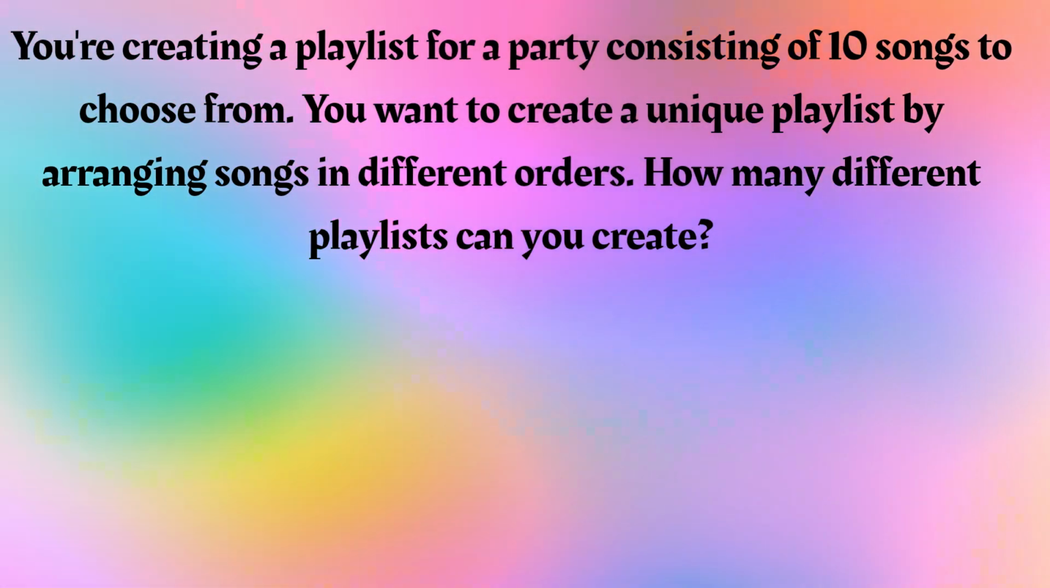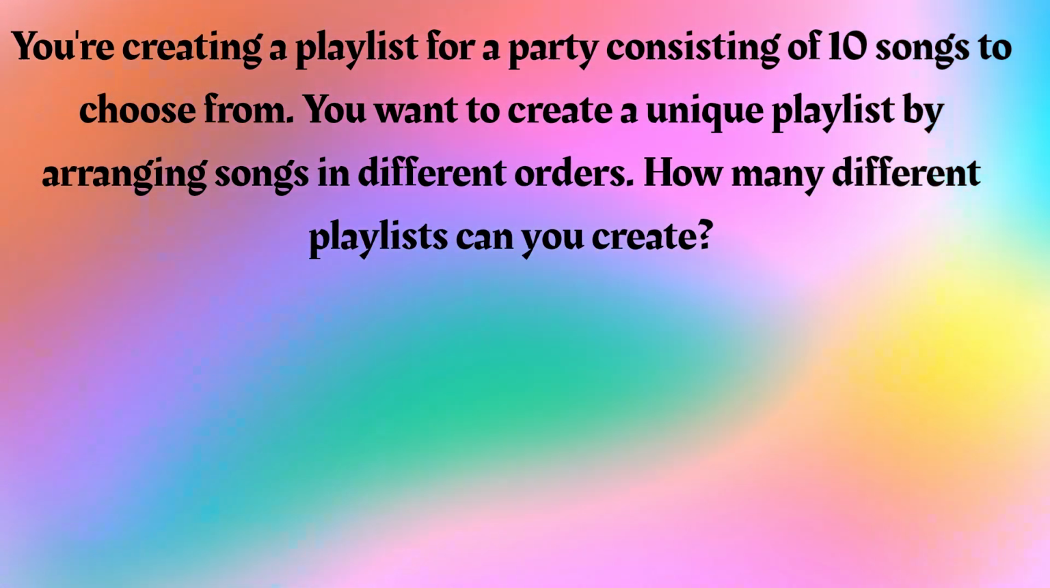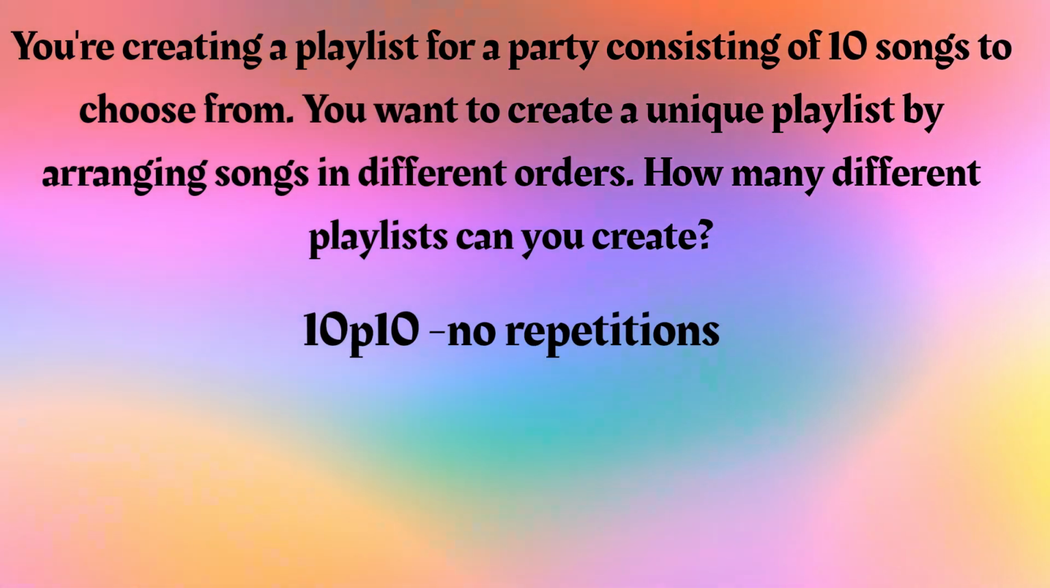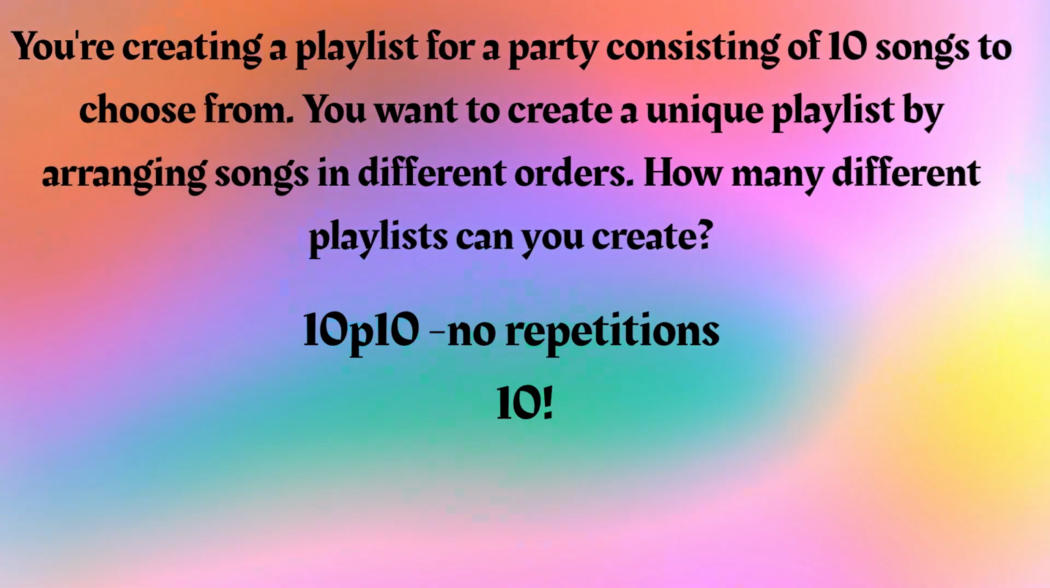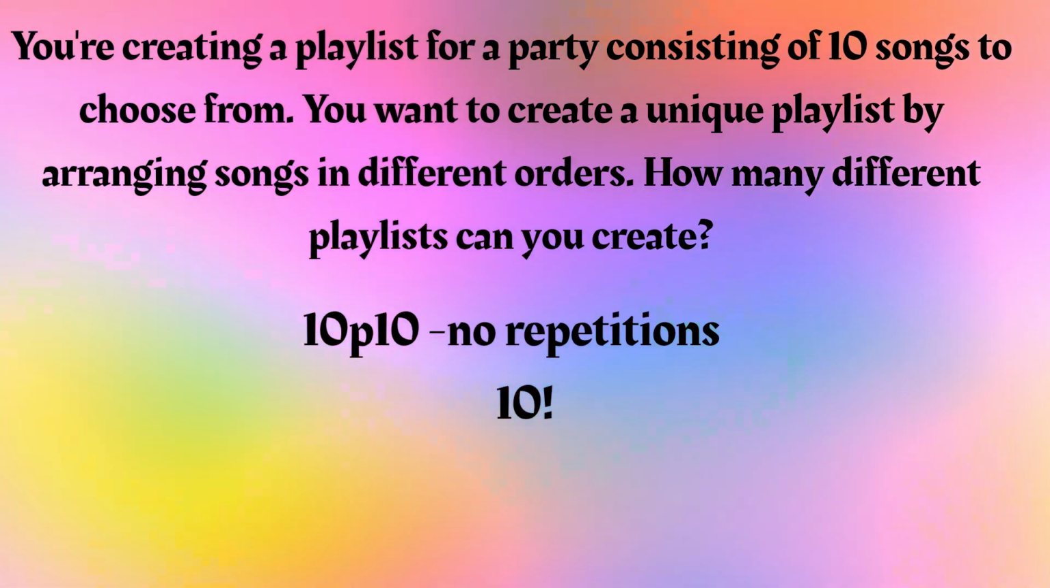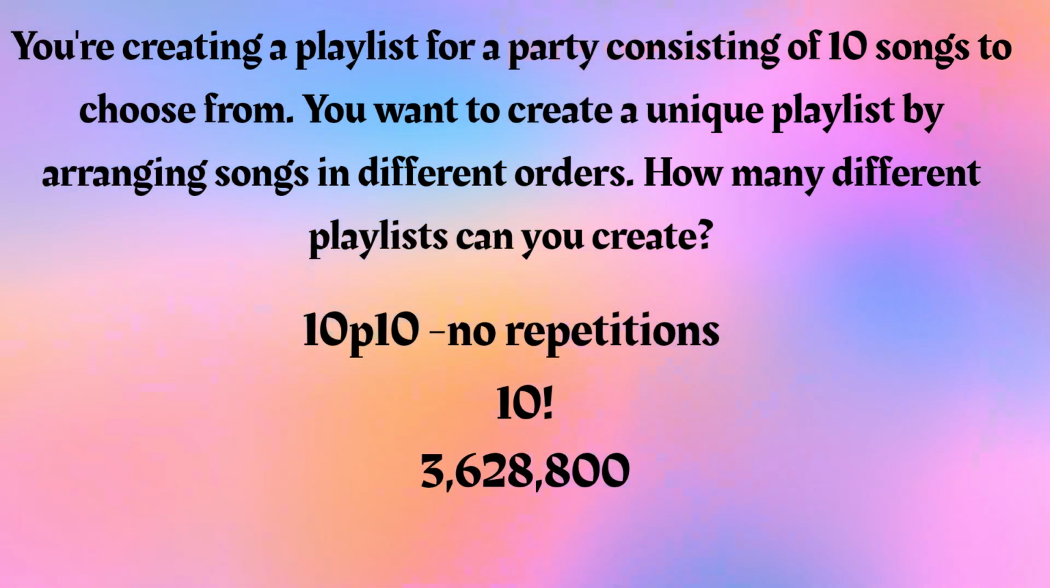You are creating a playlist consisting of 10 songs to choose from. You want to create a unique playlist by arranging songs in different orders. How many playlists can you create? For this problem, we use the permutations no repetition formula. Since 10 and 10 are the same numbers, we use 10 factorial, which is then equal to 3,628,800.